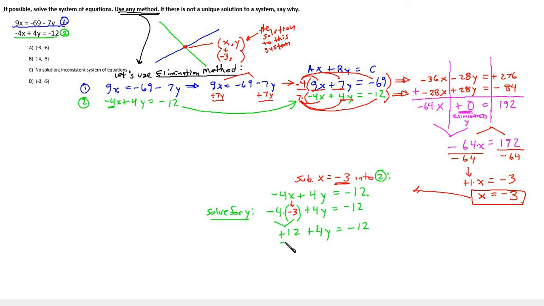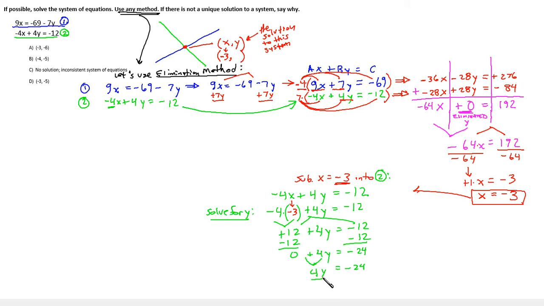Now we would subtract 12 from both sides so that we eliminate the 12, the constant from the left. Eliminate it. And balance the other side by also subtracting 12. So negative 12 minus 12, that's negative 24. Combine these terms. 0 plus anything is itself. So 0 plus 4y is 4y equals negative 24.